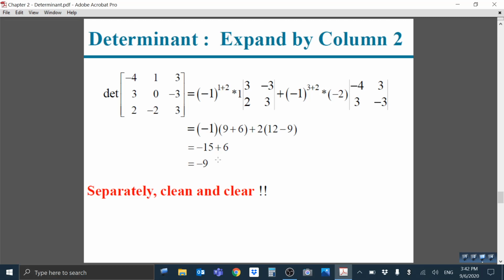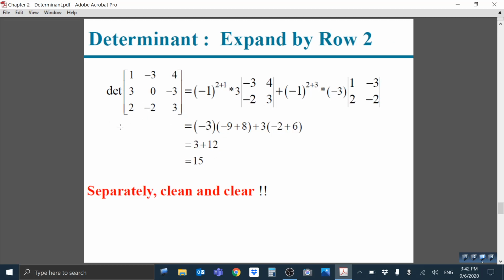The result is exactly the same if I chose row 2, or row 3, or row 1, or column 1, or column 3. Whichever one I choose, the result will be the same. Determinant is -9. Okay.